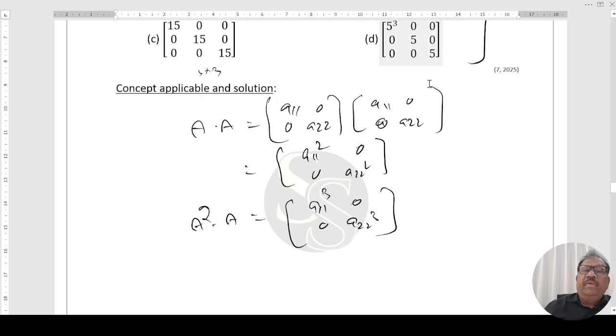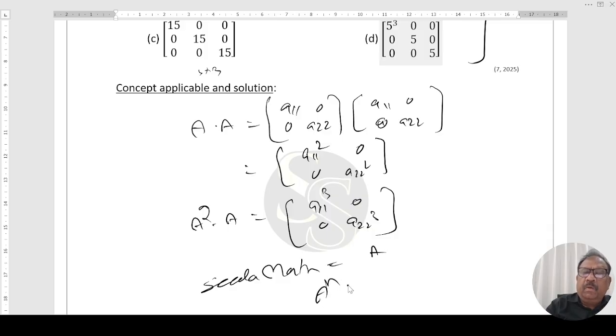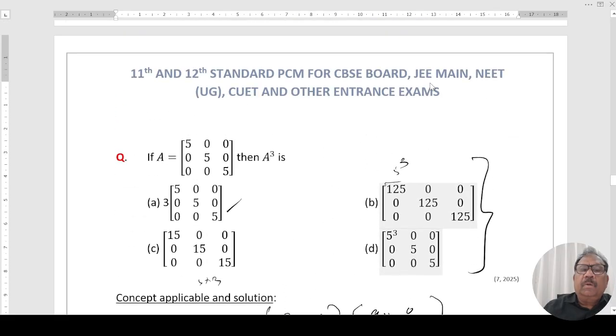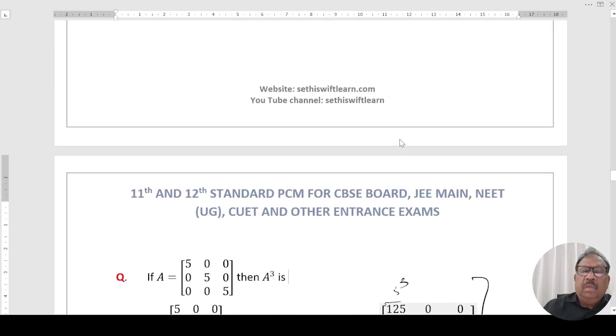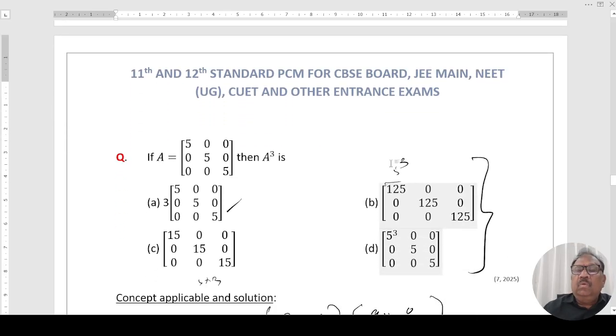Means if it is a scalar matrix A, then A to the power n will be equal to whatever the diagonal element is, raised to the power n. Right? It is the k to the power n treatment, if the order is n. Scalar, diagonal, identity matrices are always square ones. So this will be equal to 5 to the power 3. That is 125. B is the correct answer. Right? Next question.